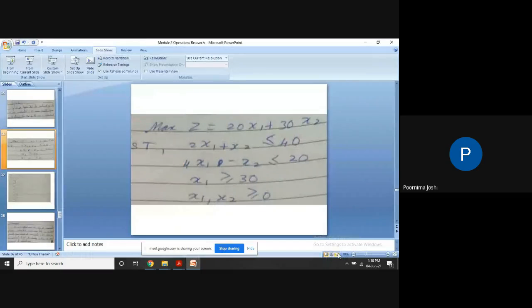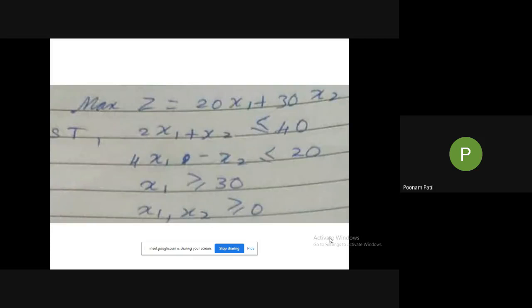Twenty and 40, first one, correct. Second one, 5 and minus 20, right.